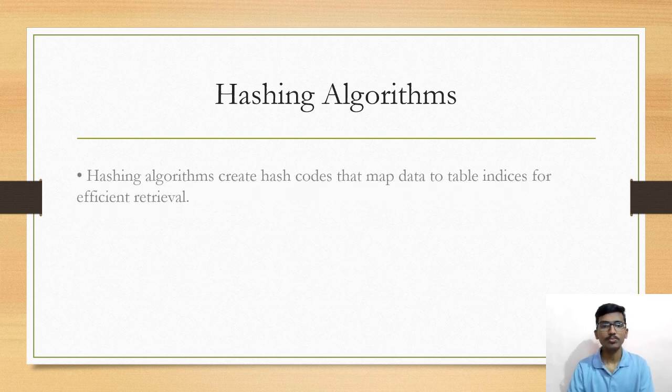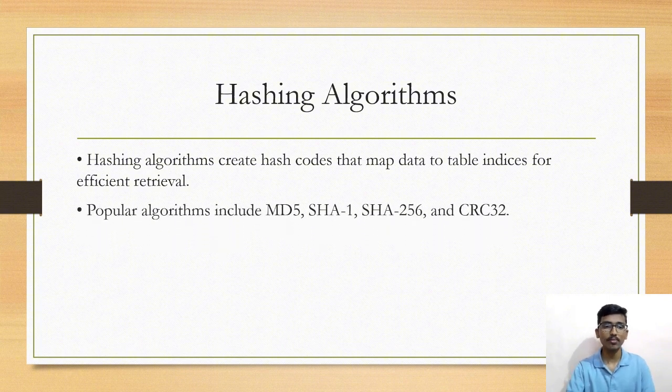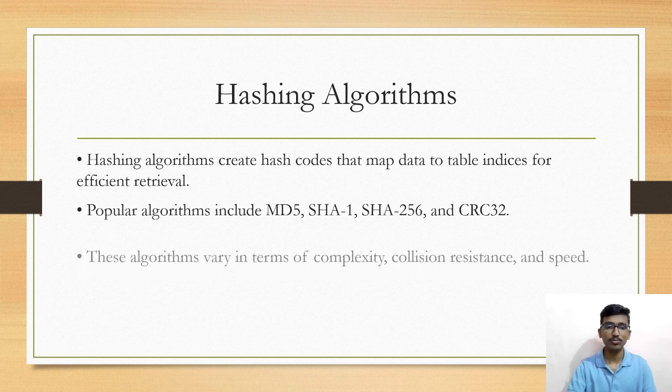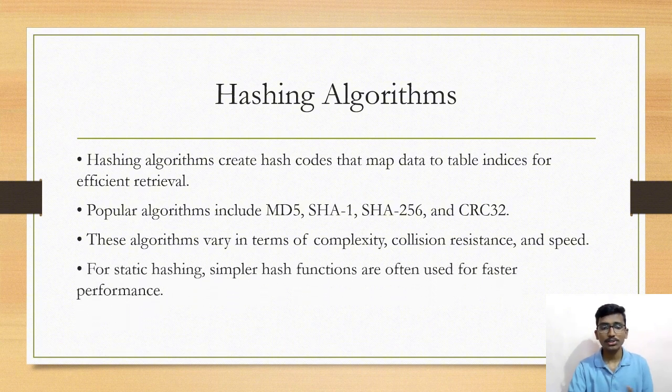Hashing algorithms. Hashing algorithms create hash codes that map the data to the table indices for efficient retrieval. Popular algorithms include MD5, SHA1, SHA256 and CRC32. These algorithms vary in terms of complexity, collision resistance and speed. For static hashing, simpler hash functions are often used for faster performance.